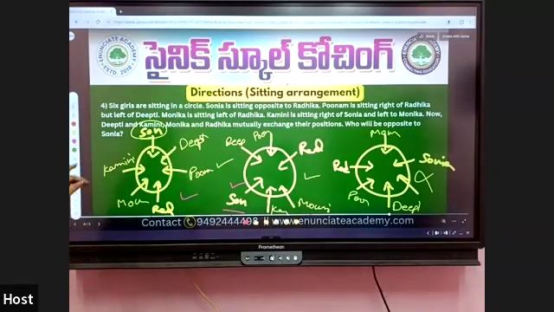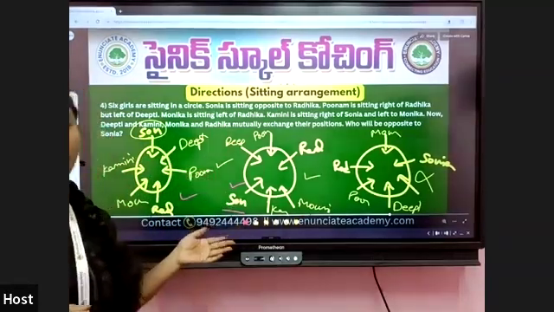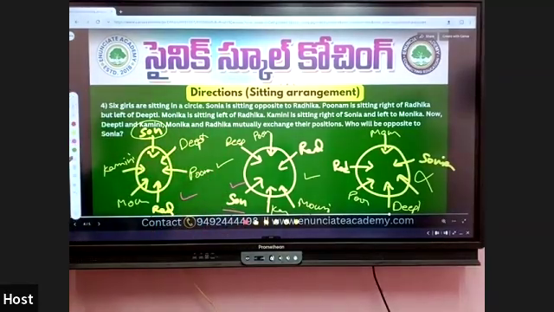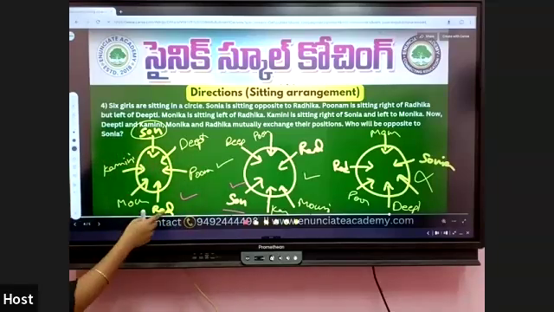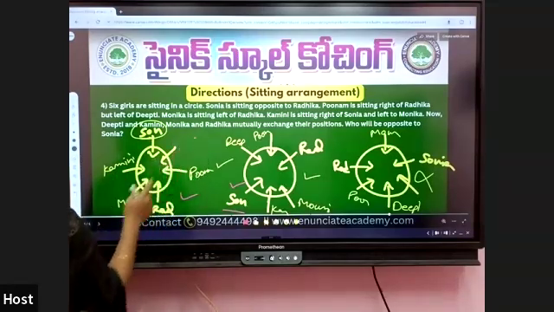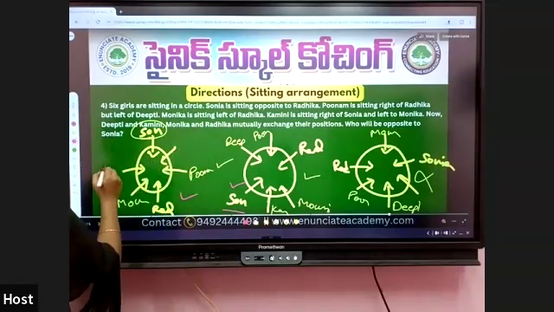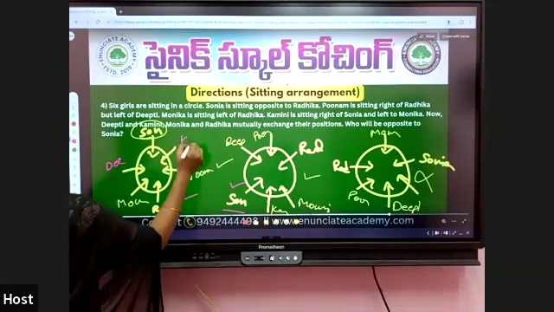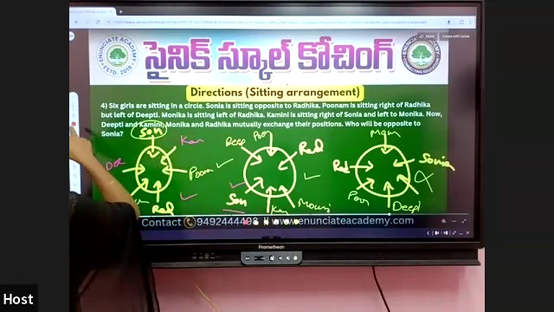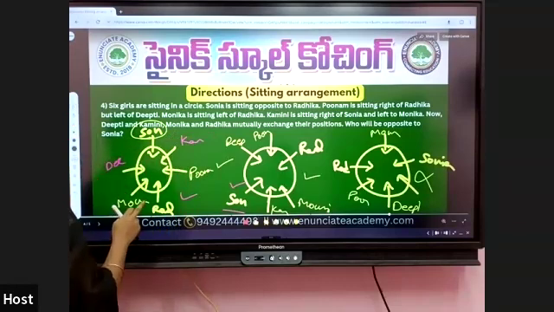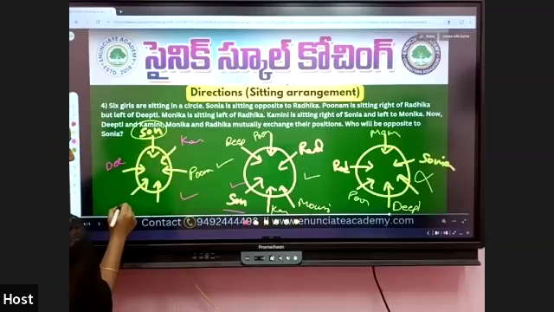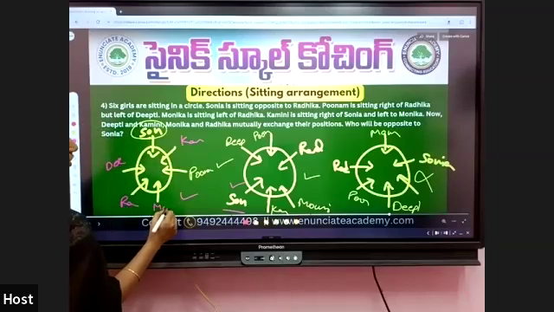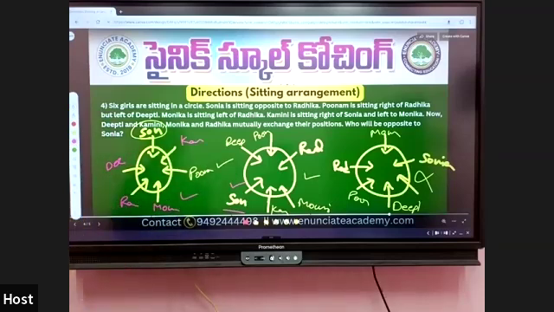Okay. The question is, now Deepti and Kamini, Maunika and Radhika mutually exchange their positions. So what we should do here? In the place of Deepti, Kamini should sit. Okay. Deepti, Kamini. Next, in the place of Maunika, Radhika should sit. Radhika, Maunika. Okay.